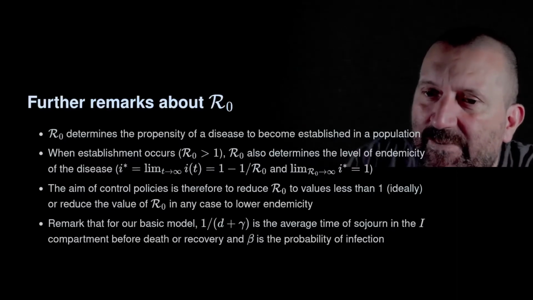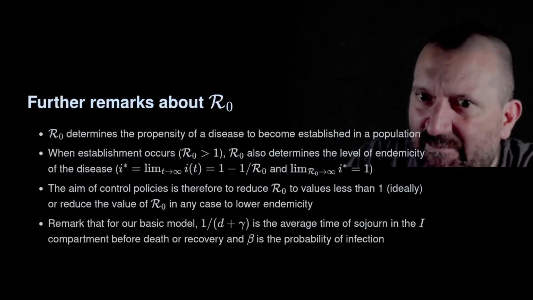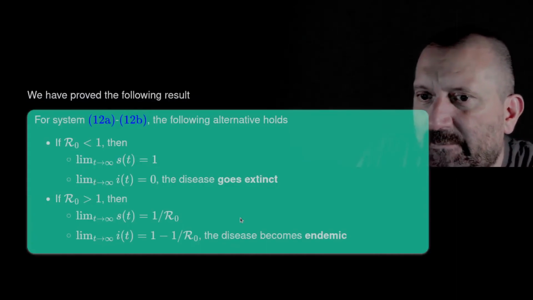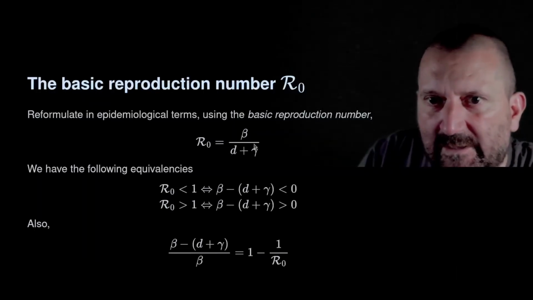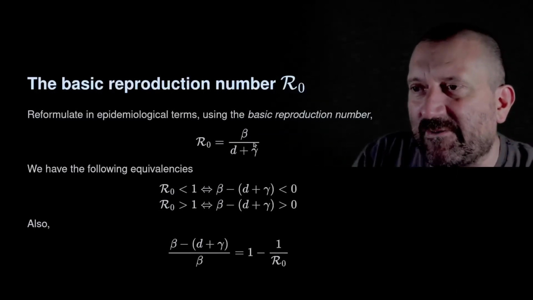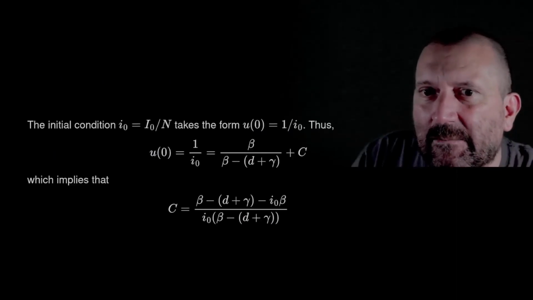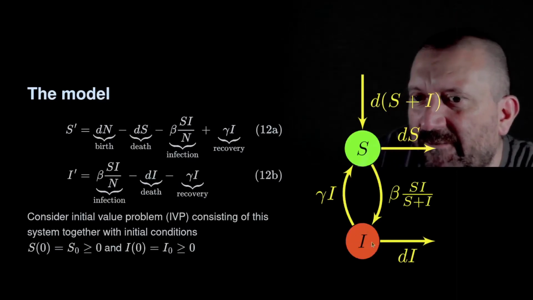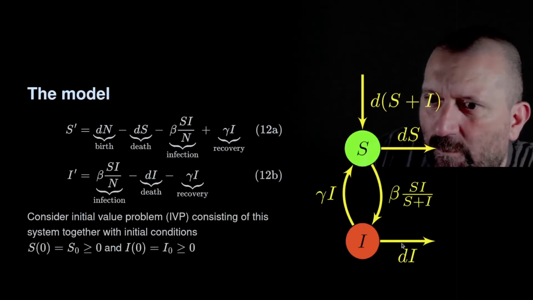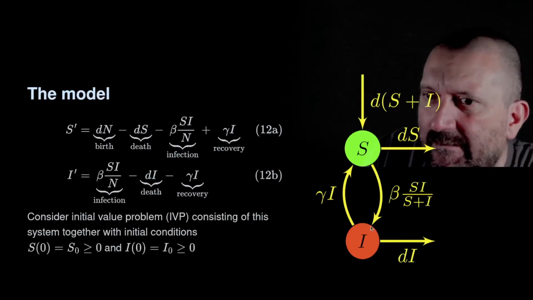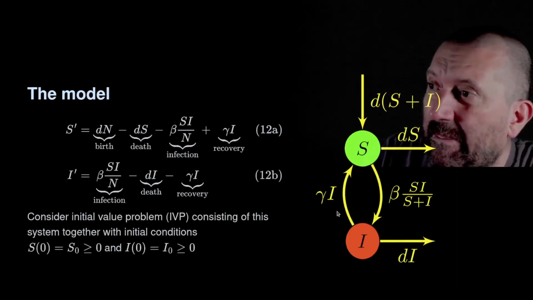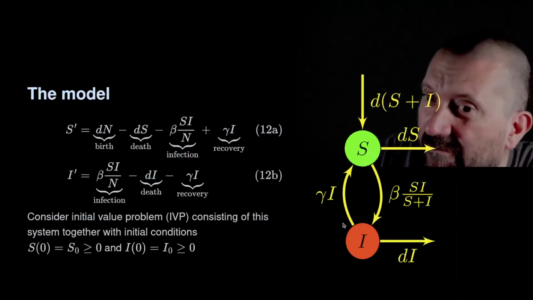I'm not going to explain the mathematics behind this, but the 1 over d plus gamma that appears in this R0 here is the average time, I should go back to the model, that you spend in the I compartment before you follow one of those two arrows. You see this is dI and gammaI. The sum of the two is d plus gamma I. And this is a result in terms of sojourn times.